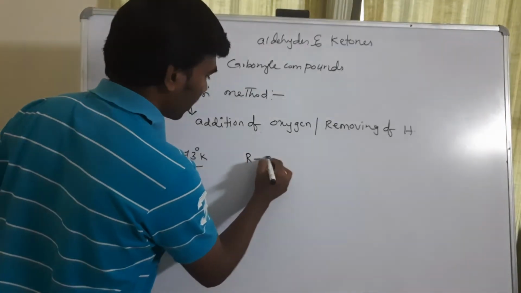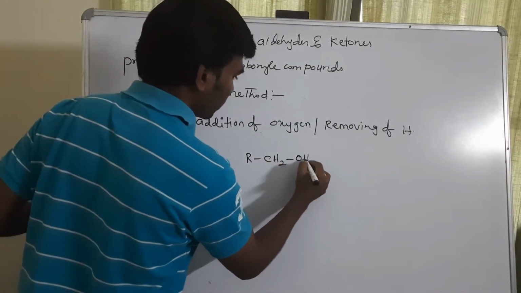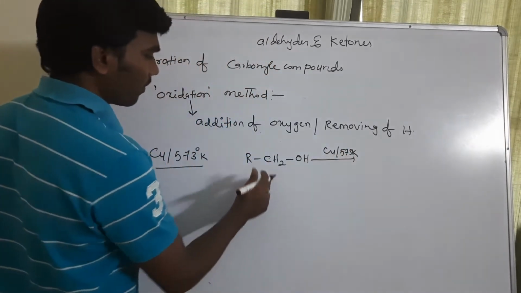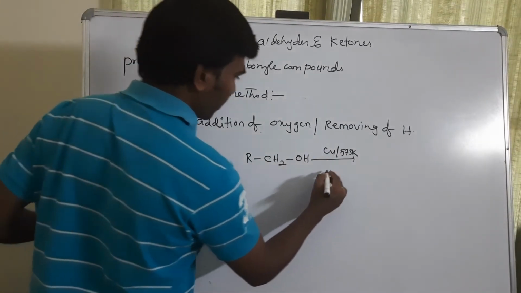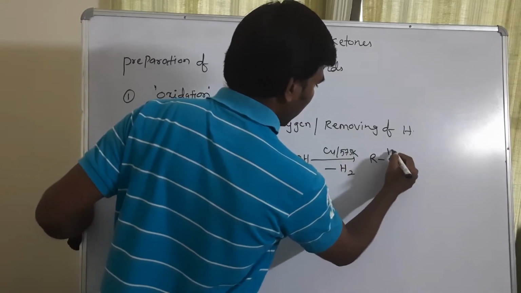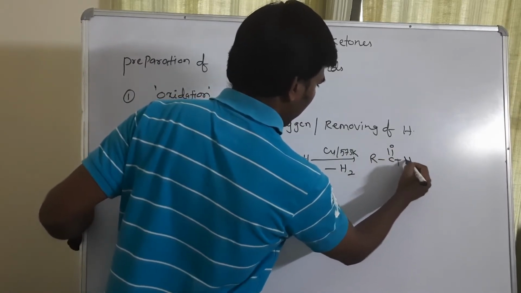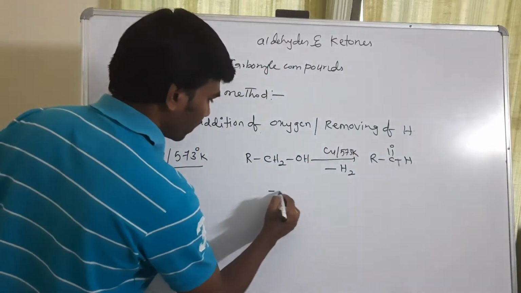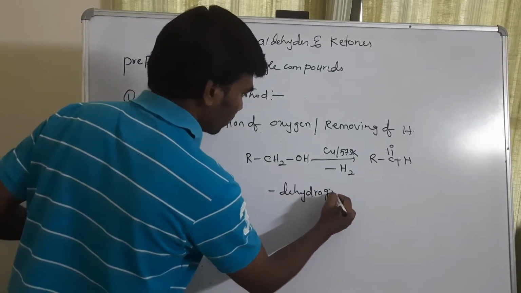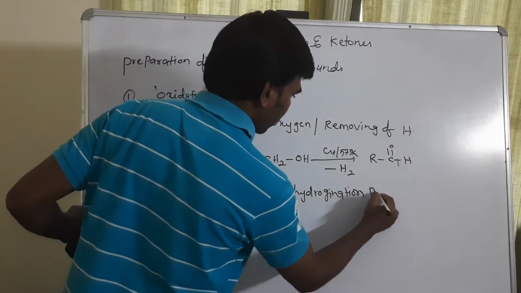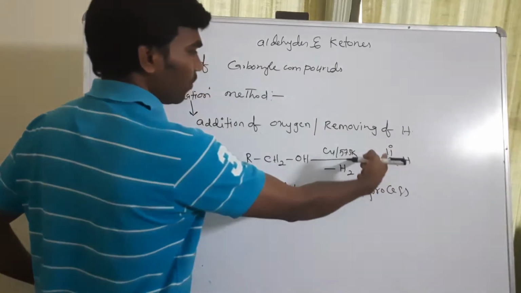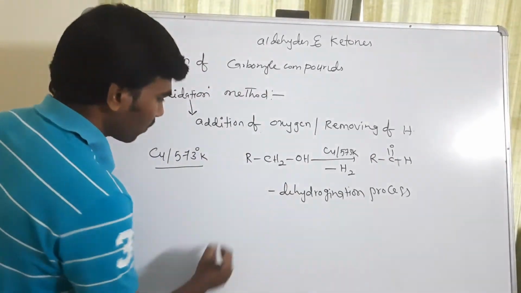For example, I am taking primary alcohol RCH2OH. When I am taking copper at 573 Kelvin, one hydrogen from here and one hydrogen from here will eliminate, minus H2 formation will take place. Here it is going to form RC double bond O, H. So we are removing hydrogen, so we call this method the dehydrogenation process. In presence of copper at 573 degrees centigrade, hydrogen will be removed and it is going to form a carbonyl compound. So this is primary alcohol.